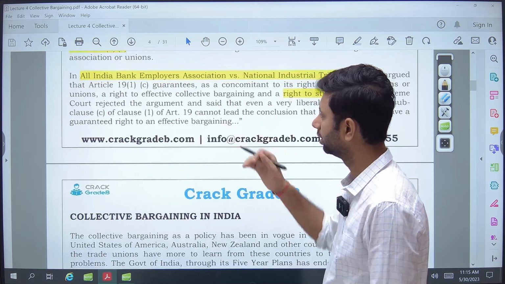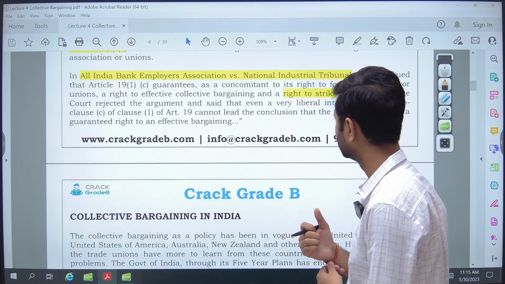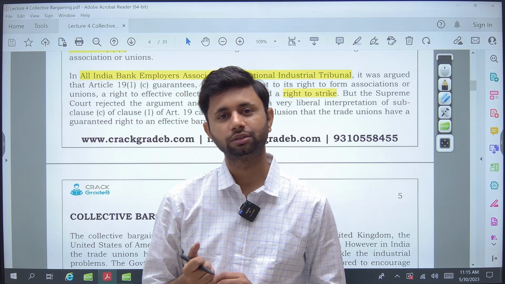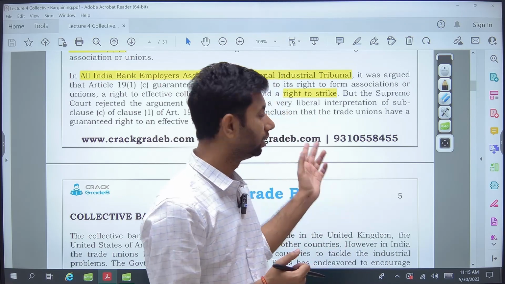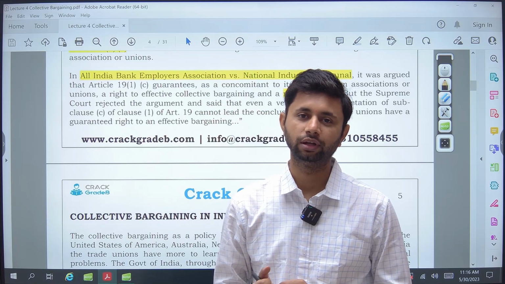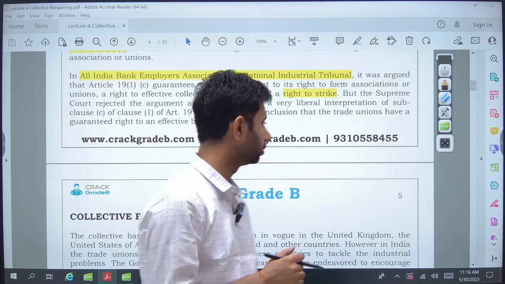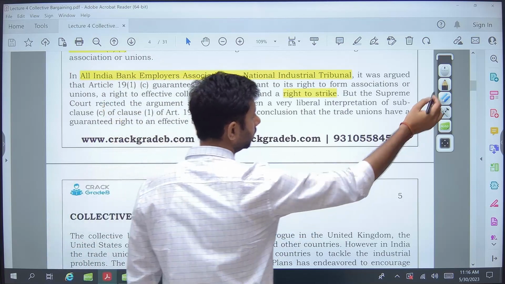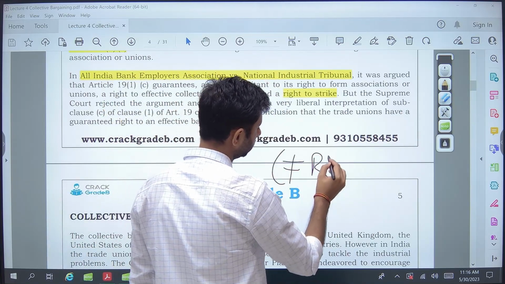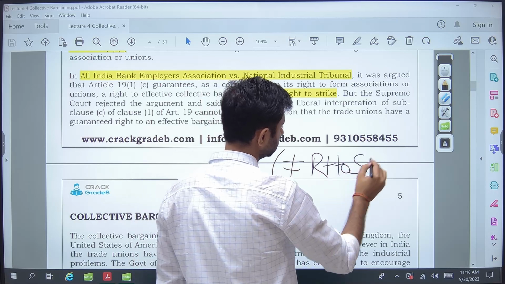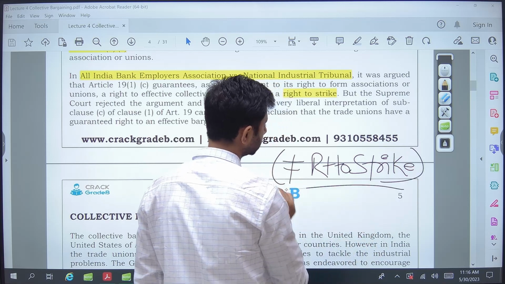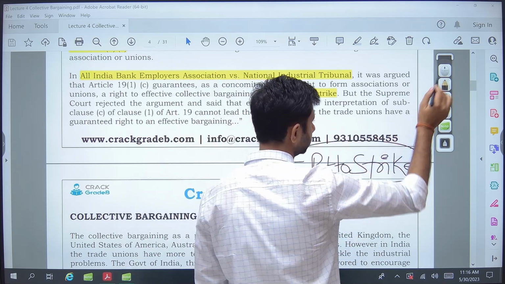In All India Banks Employers Association versus National Industrial Tribunal, the Supreme Court clearly mentions that even a liberal interpretation of this right doesn't allow workers to have a right to strike. That's why we also learned that Article 19 does not involve the right to strike. This question has been asked in the civil services examination previously too. Okay.